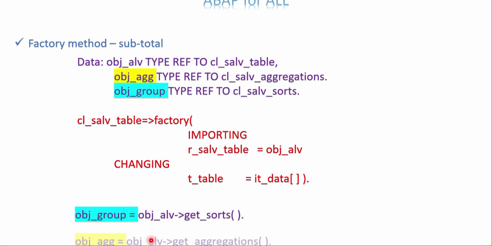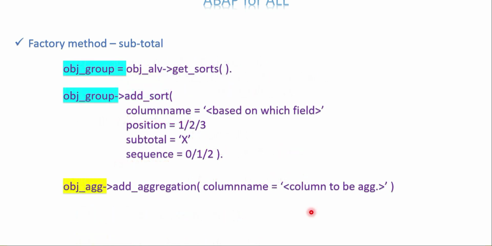Once it is done, and okay, so this is the one missed in the previous slide. Get the reference of your aggregation object also. Once it is done, you have to use a method called add sort. This is a part of the group class, and you have to mention which column name you want to do a subtotal on, and what is the position.